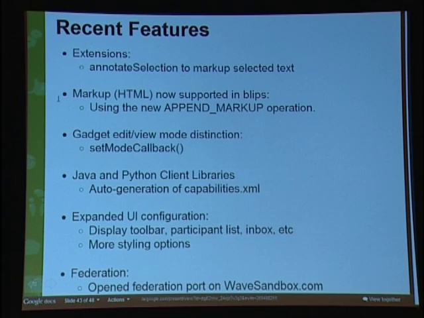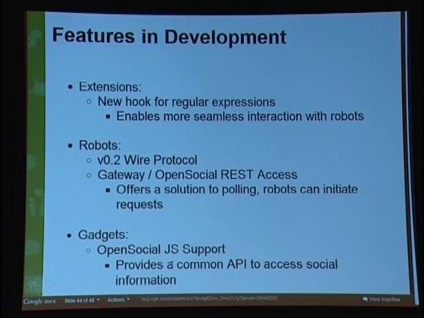In the Java and Python client libraries, we now support auto-generation of capabilities, which was a big problem because if people forgot to include them, the robots could break. We expanded user interface configuration in the Embedding API and added more styling options. And we added configurable toolbars and footers in the embedded Wave. In Federation, we just recently opened the Federation port on the Wave sandbox.